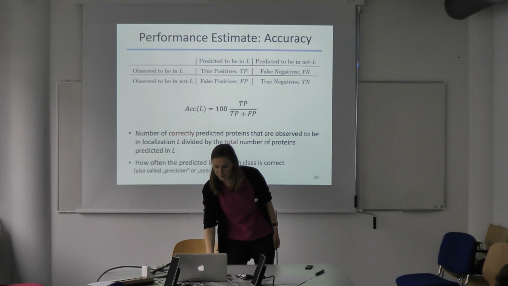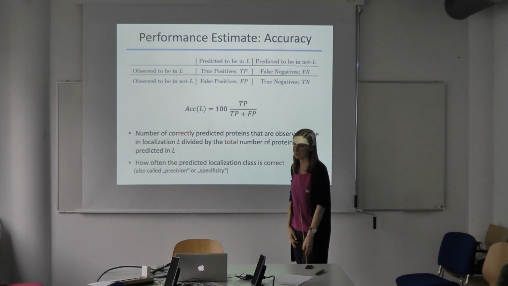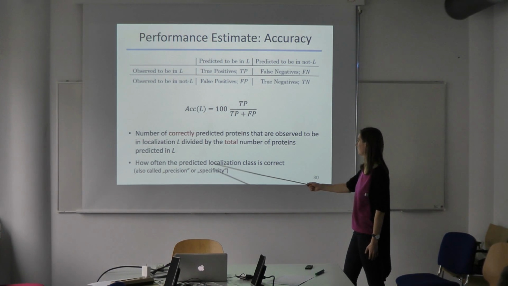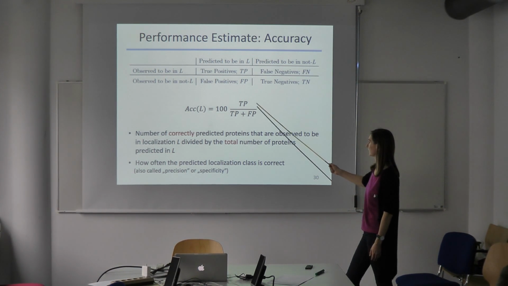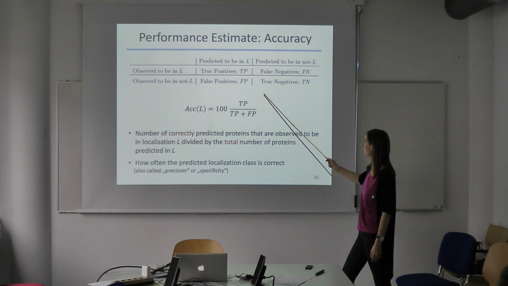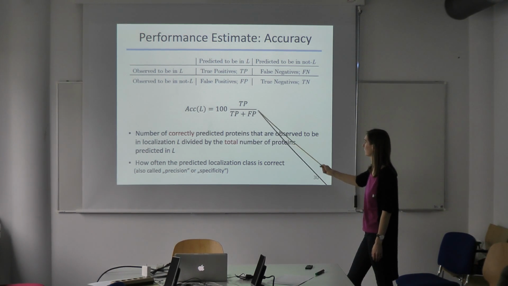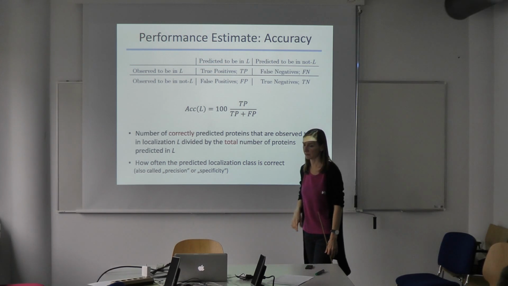Okay, performance estimates. As I said, super important. Accuracy. Okay, accuracy tells us how often the predicted class is correct. So what we look at is the number of true predictions divided by all our observed proteins for a particular class.